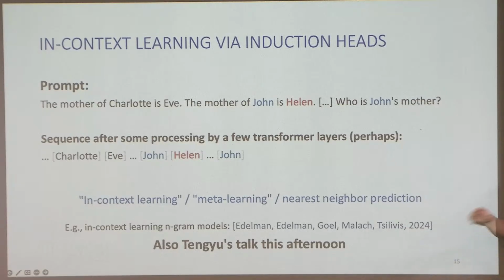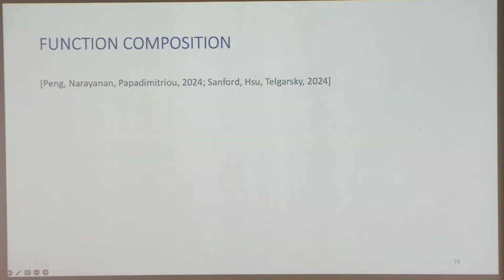And there's a very nice paper that Serbi and her research group have been viewing this as a form of implementing an n-gram model. I think Tang Yu will talk a lot more about in-context learning this afternoon. Okay, so this is one thing that this kind of two-layer sub-circuit of a transformer can do, just doing in-context learning, this very basic form of it. But what seems to go beyond what just these induction heads can do is function composition. This is something that I learned about from Binghui and Christos and their co-author.